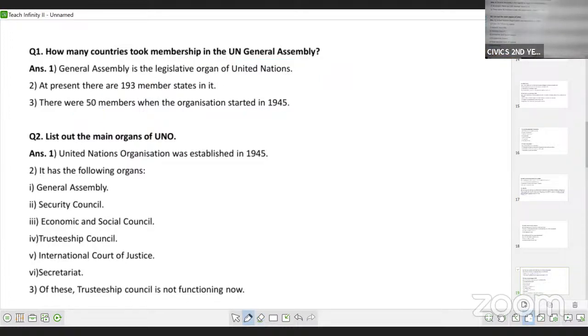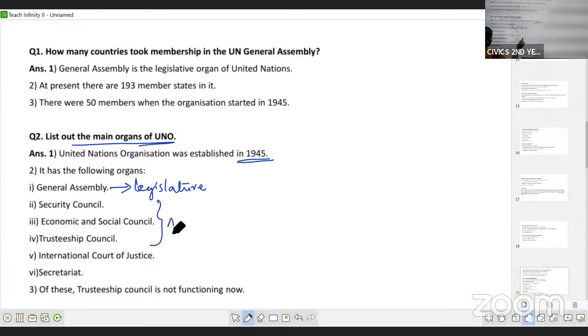Next, organs of UNO. List out the main organs of UNO. Okay, so the United Nations organization was established in 1945. That time it had 6 organs. That is General Assembly. It is like the legislature. Okay. Then Security Council, Economic and Social Council, and Trusteeship Council. These are like executives. These are the executive organs.